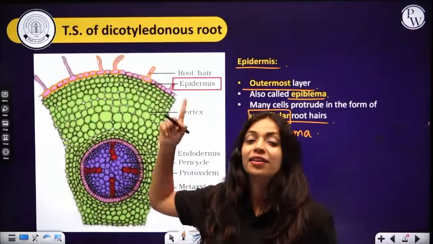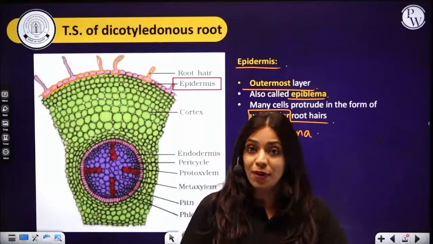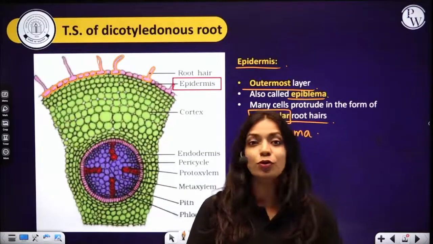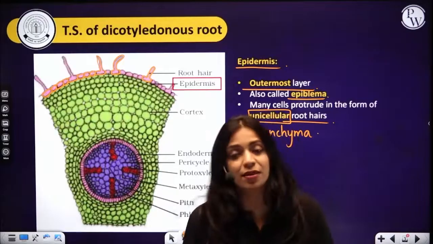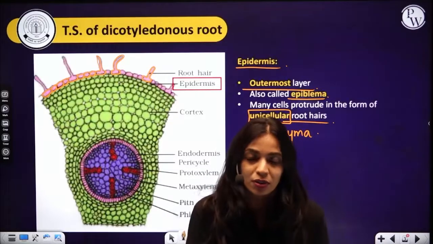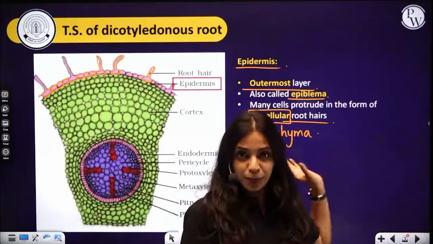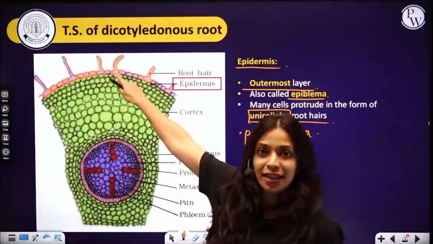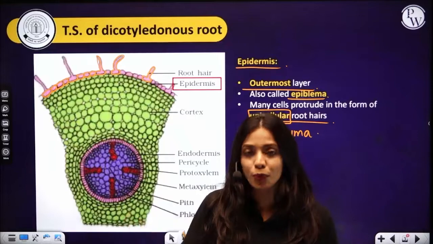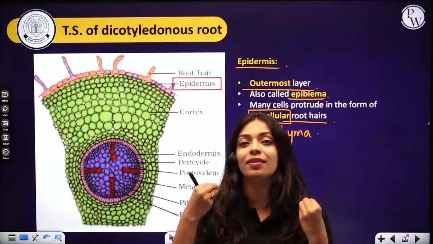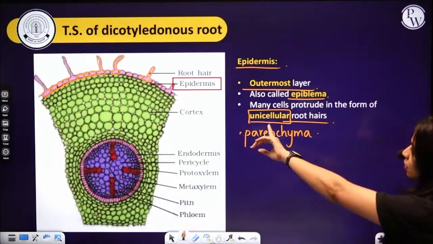So the root hair that arise from the epidermis are unicellular. Now, when you have to talk about the function of these root hair, you already know from the chapter Morphology of Flowering Plants, root hair help in increasing the surface area. Now, what is the function of the root? Root has to absorb water and minerals from the soil, right? So, the presence of these root hair in the epidermis will increase the surface area so that more water and more minerals can more efficiently be absorbed from the soil. Okay, so that's about the epidermis.